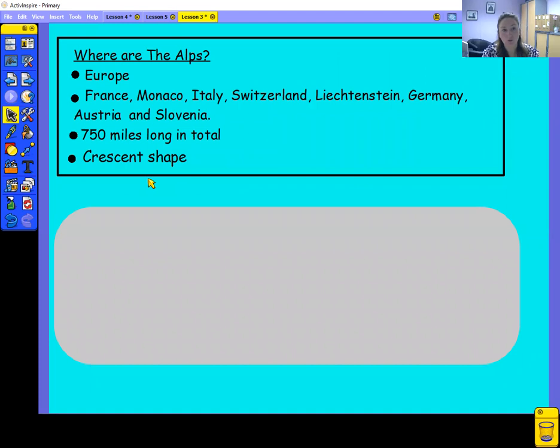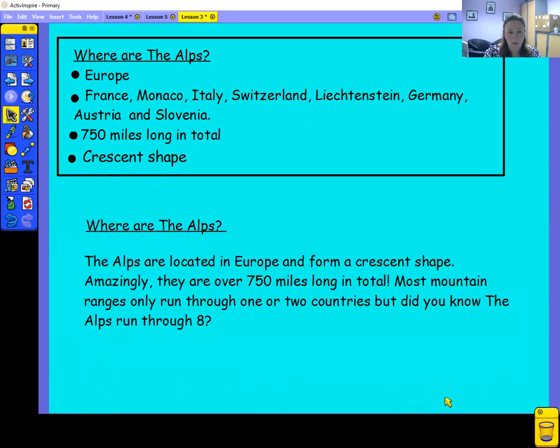Okay, once you've written your introduction, you will be on to your next paragraph. I've chosen my next paragraph to be the where are the Alps paragraph. So that's the location. Okay, to me that feels like it's the right place to start because once I've introduced the idea of the Alps, I want to know where they are in the world. So these were my notes off my plan: Europe, all the names of the countries that it runs through, how long it was, and the shape of it as well. Okay, here we go.